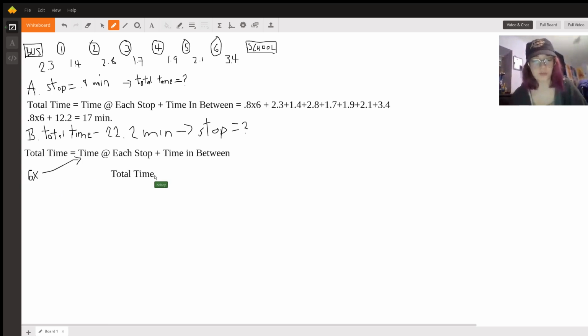We know our total time. Our total time is given to us as 22.2 minutes. Our time at all the stops is going to be 6x. And then plus that 12.2. So all we're going to do here is solve for x.